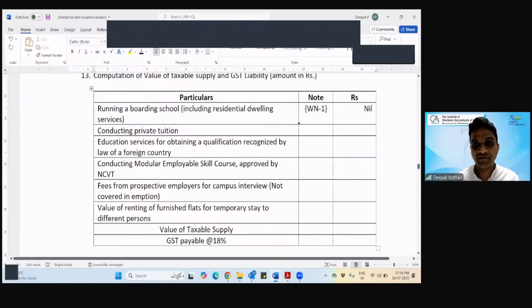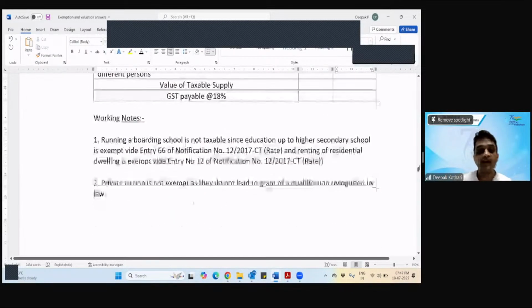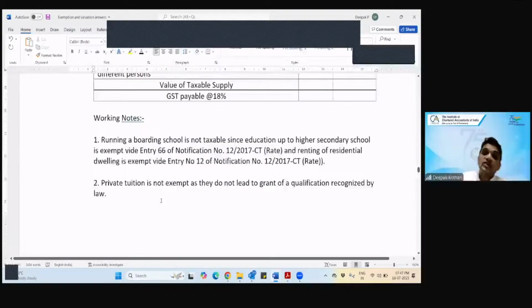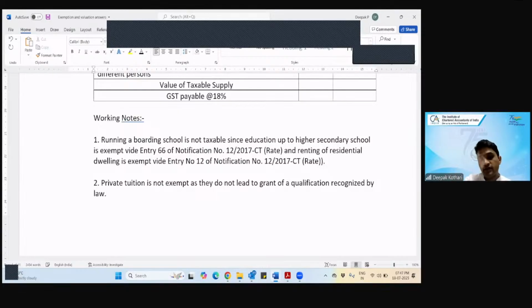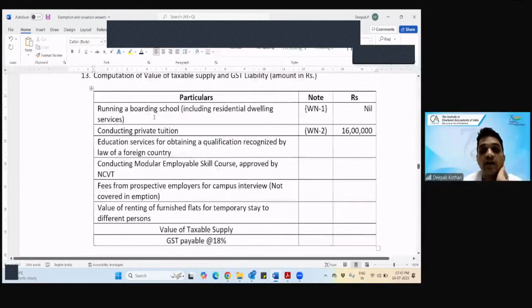Okay. Value is nil. Conducting private tuitions is very important. Whether it is exempted or not: it is fully taxable, because private tuitions are not exempted as they do not lead to grant of any qualification recognized by law. So even if the educational institution is doing it, if they collect the fees for running the boarding school, then it is exempt. But for any private tuition which the school is doing, there is no degree or certificate or any qualification which you get. So private tuitions is taxable.